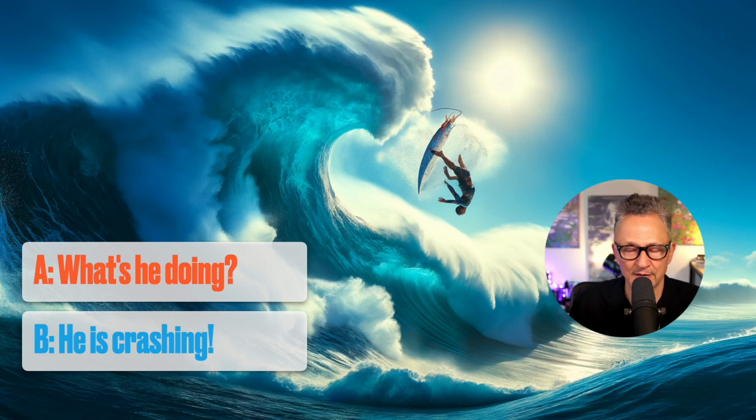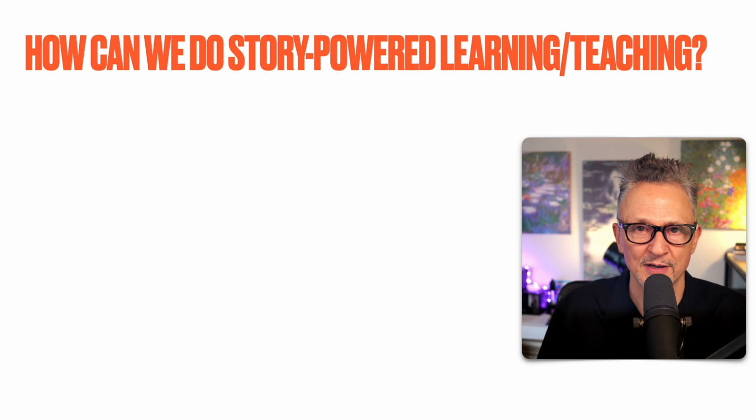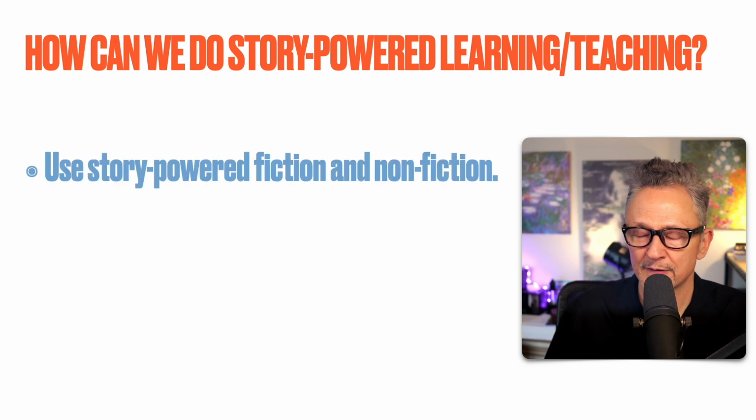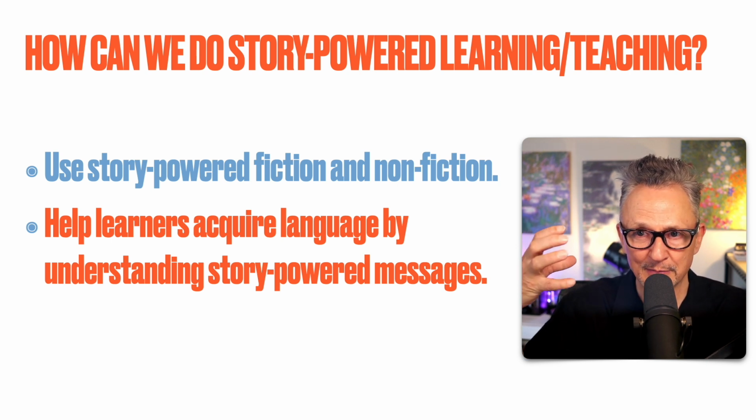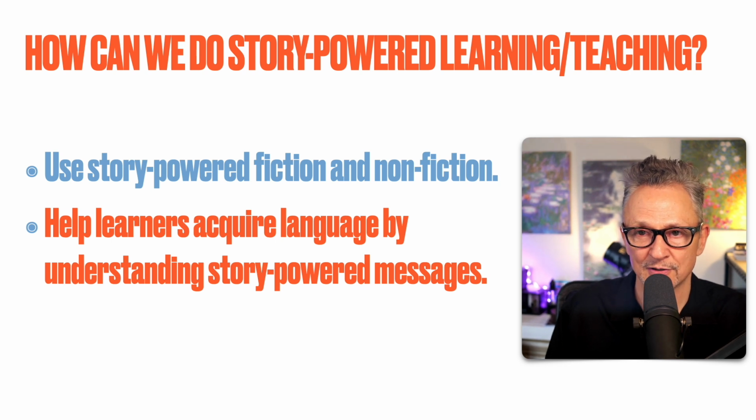So, you can use video with this or AI generated images, but it's a way to use traditional activities with story spice. All right. So how can we do story-powered learning and teaching? Well, use story-powered fiction and nonfiction, and help learners acquire language by understanding story-powered messages. And I gave that definition of story earlier, where a character has trouble and attempts extrication. That's what I mean by story-powered messages, right? So there are those three key elements inside that text. That's a story-powered message. So we want to help learners acquire language by understanding story-powered messages. And I've given that clear definition of story.